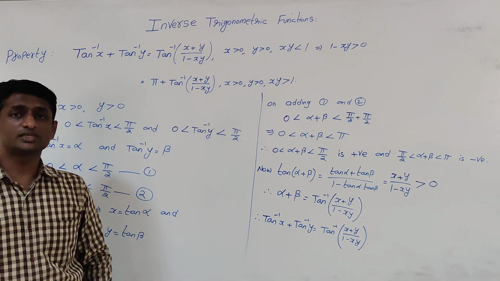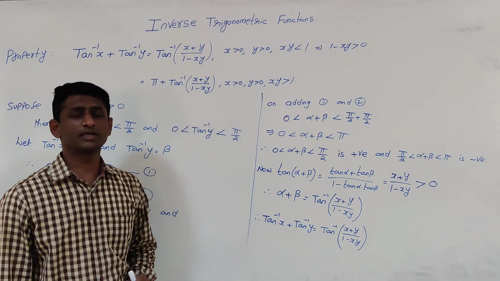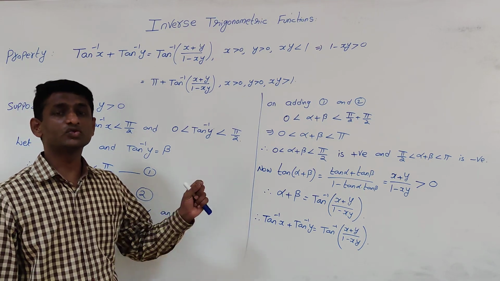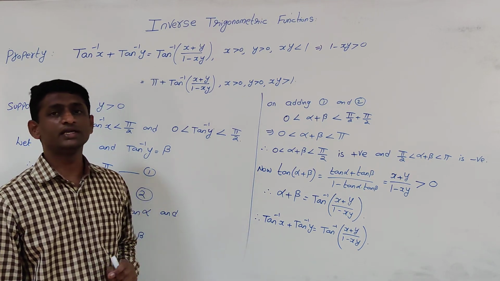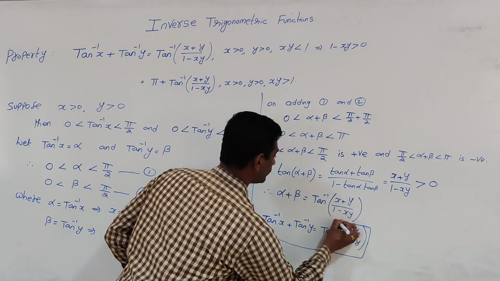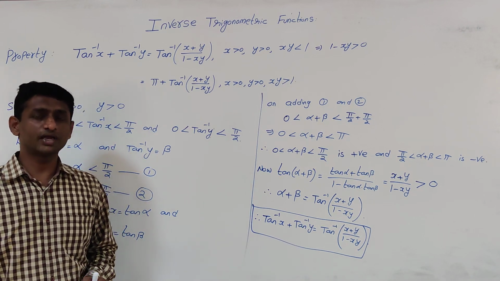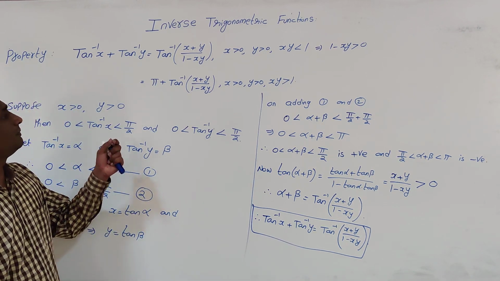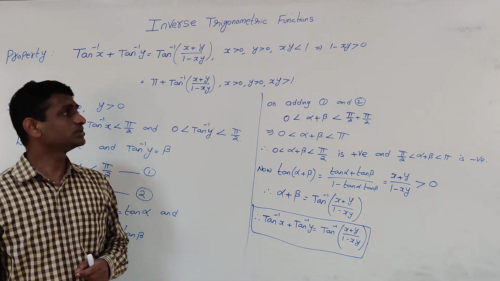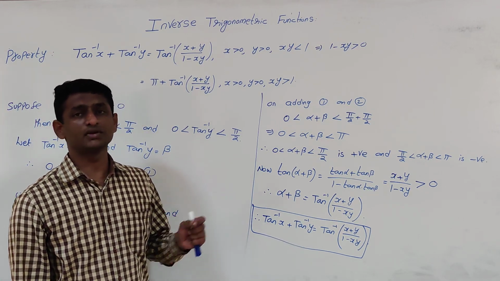Tan inverse of x plus tan inverse of y will be tan inverse of (x plus y) by (1 minus xy) if x is greater than 0, y is greater than 0, and xy, the product of x and y, is less than 1. So this is very important, and we'll go for the second proof also, that is tan inverse of x plus tan inverse of y is equal to pi plus tan inverse of (x plus y) by (1 minus xy) if x is greater than 0, y is greater than 0 and xy is greater than 1.